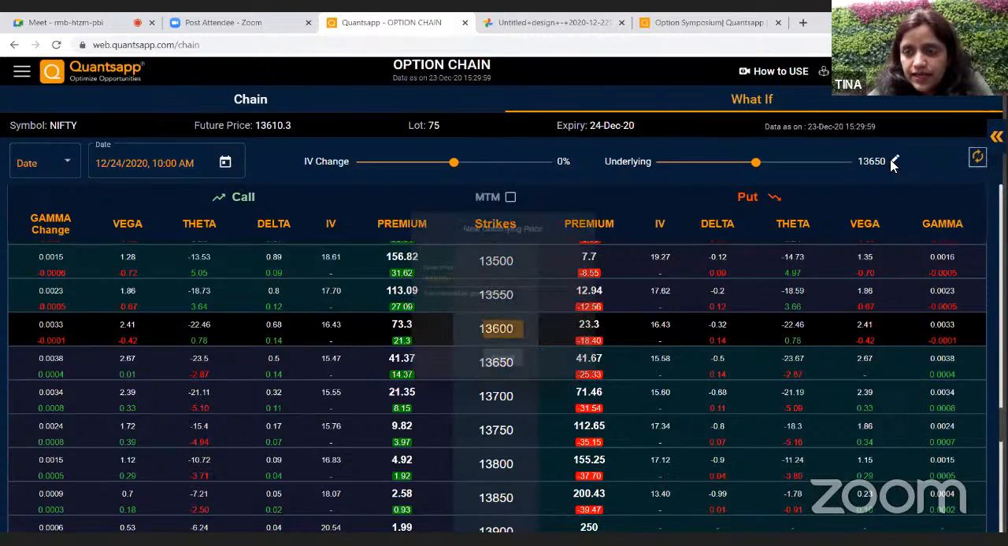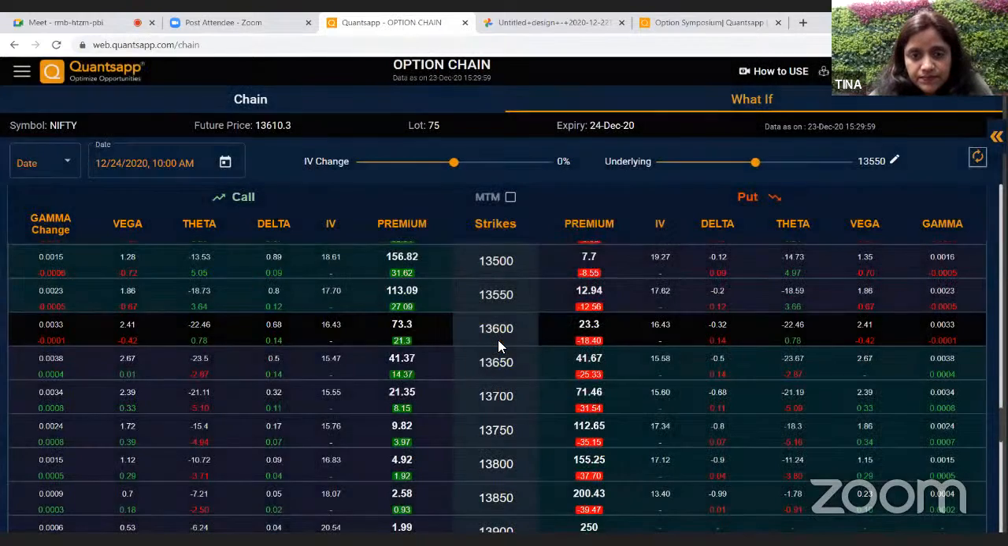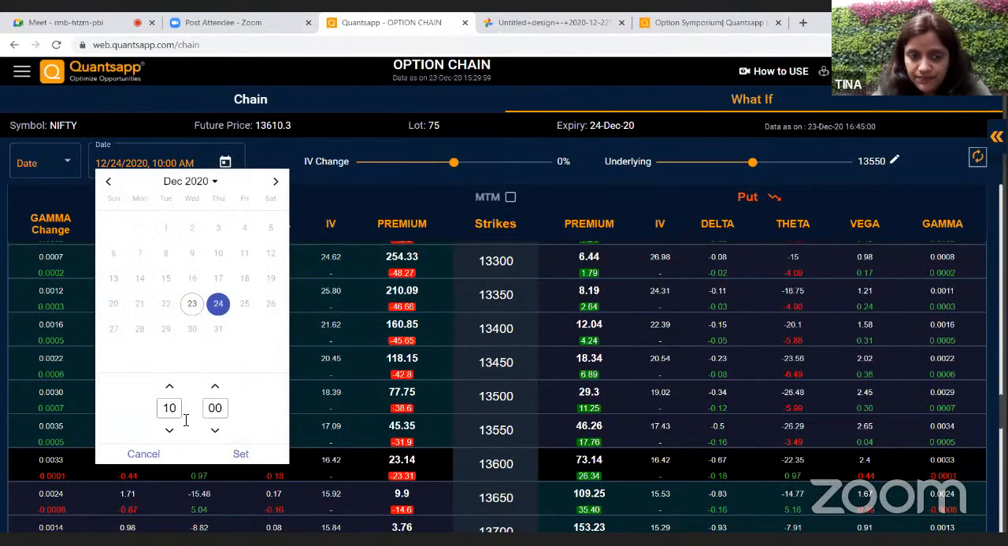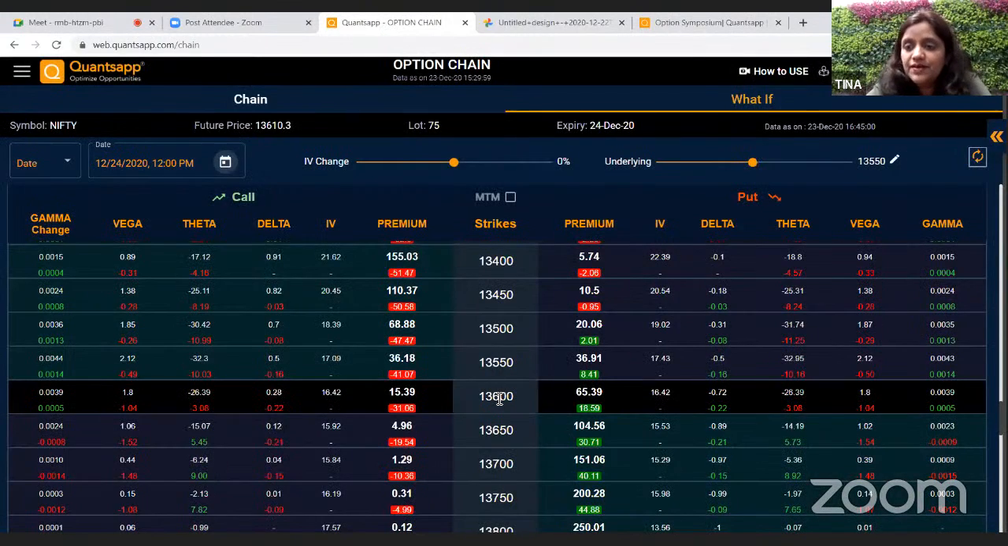Similarly, say I take 13,000, I assume say it comes back to 13,550. Your 13,600 put is 26 up, 13,600 call is 23 down. You're making just 3 rupees. Now let's see the beauty. It was 10 a.m. Now I assume the same things happen at 12. You are ending up making a loss.